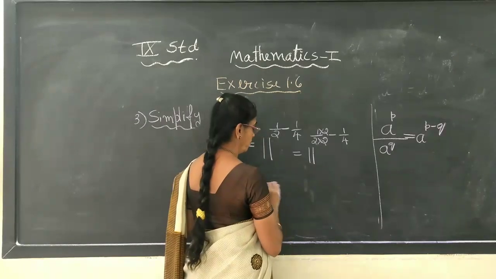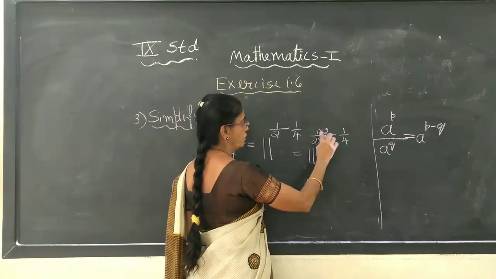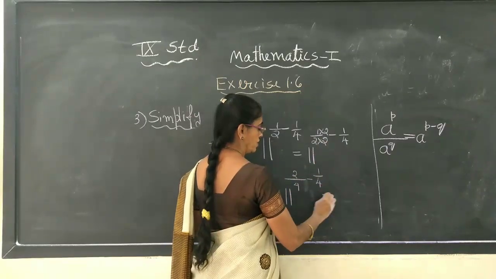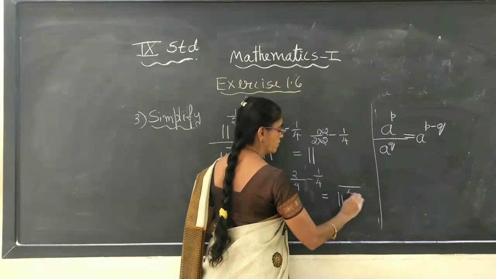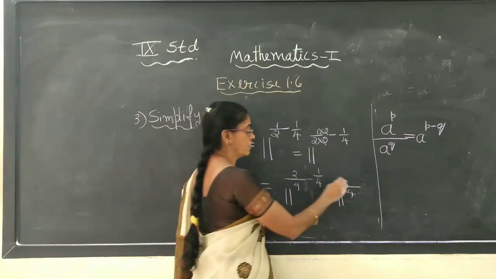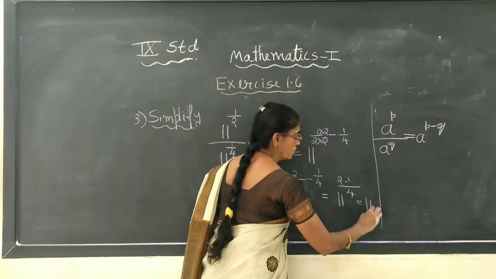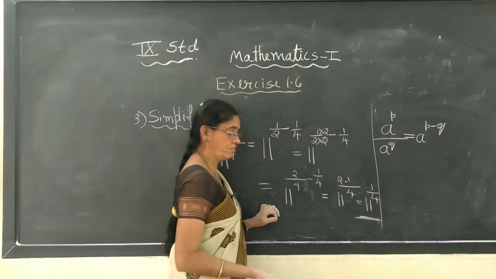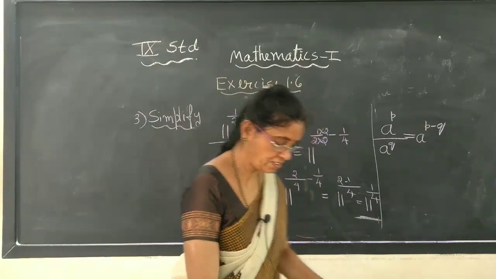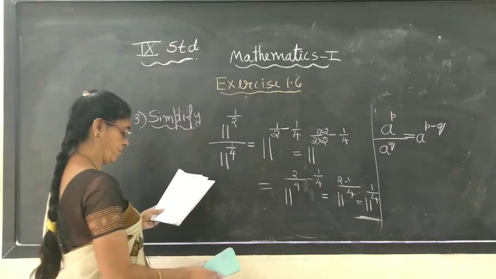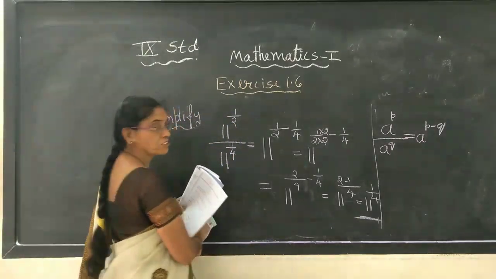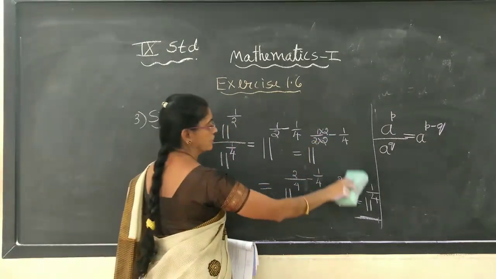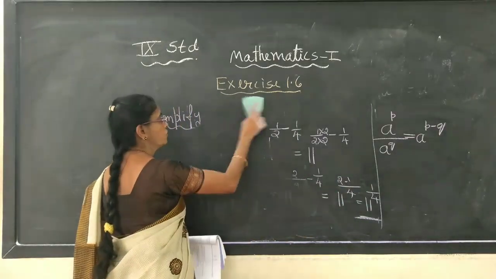So which is equal to 11, 2 ones are 2, 2 twos are 4, minus 1 by 4, is equal to 11. Common denominator is 4, numerator is 2 minus 1. 2 minus 1 is 1, so 11 to the power of 1 by 4. That is the answer. Understood, children? A to the power of p divided by a to the power of q, so minus, then the fraction, how to simplify, you should know it, that's all.